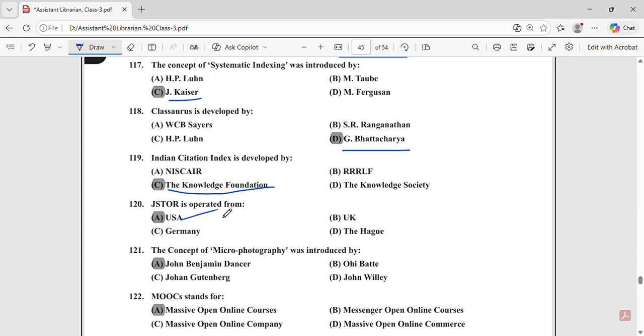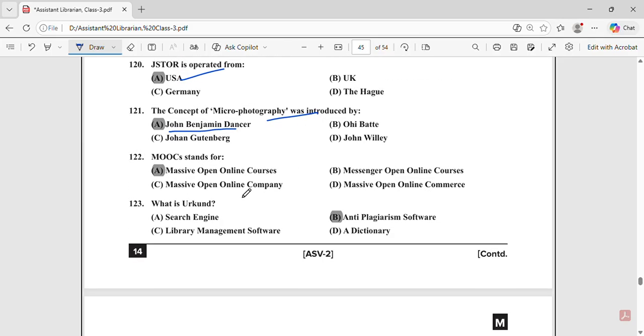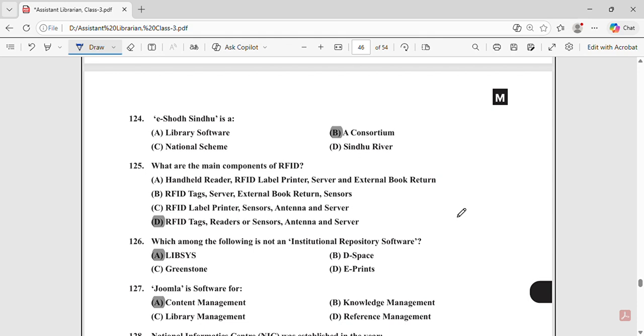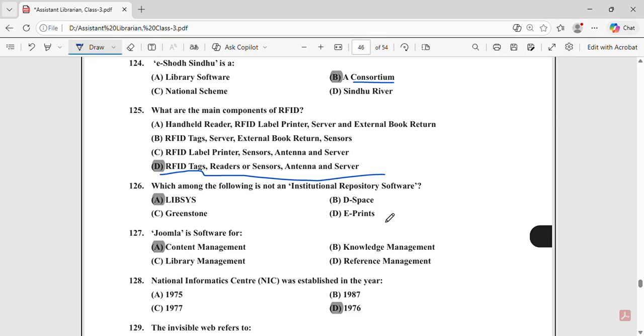Indian Citation Index is developed by the Knowledge Foundation. JSTOR is operated from the USA. The concept of microphotography was introduced by John Benjamin Dancer. MOOC stands for Massive Open Online Course. What is Urkund? Anti-plagiarism software. E-ShodhSindhu is a consortium. What are the main components of RFID? RFID tag, reader or sensors, antenna and server.